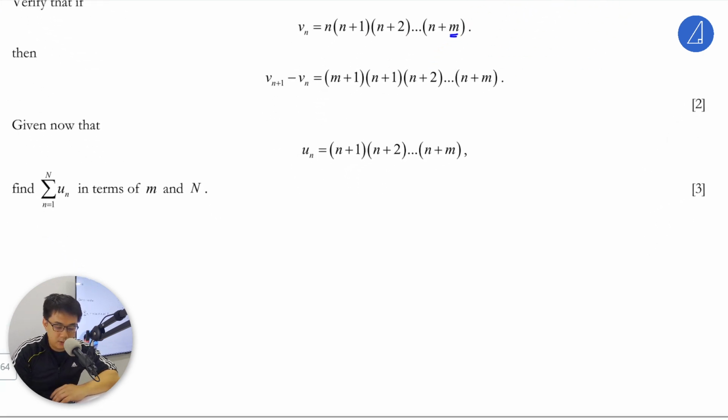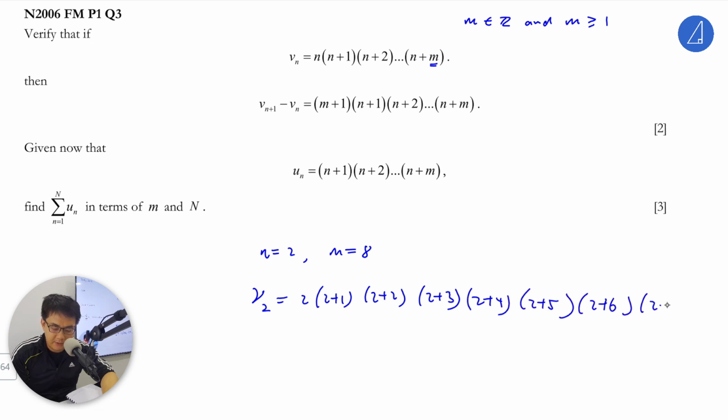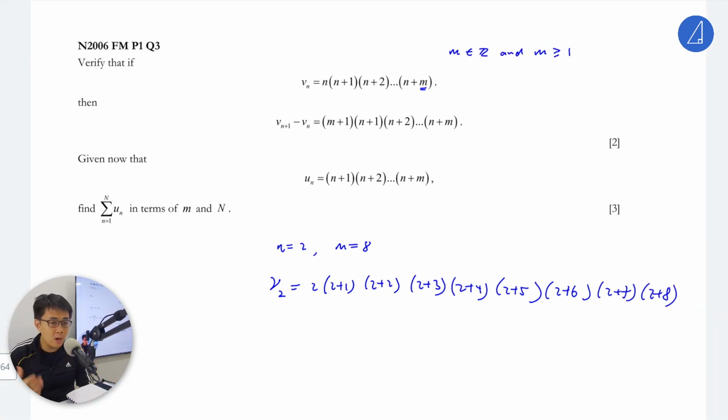Do you understand this question? If it's too confusing, what you should do is, let's say n is equal to 2 and m is equal to 8. So what Vn is saying, V2 is saying, is 2 plus 1, 2 plus 2, 2 plus 3, 2 plus 4, 2 plus 5, 2 plus 6, 2 plus 7, all the way to 2 plus 8. Okay? So if you're not very sure what's going on, you just try to understand by putting numbers inside.